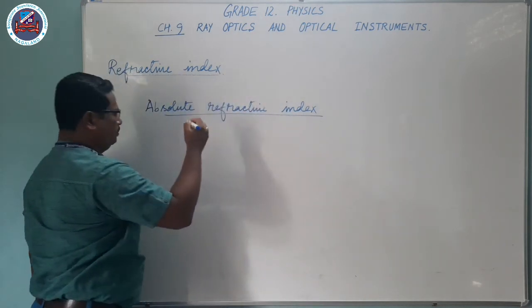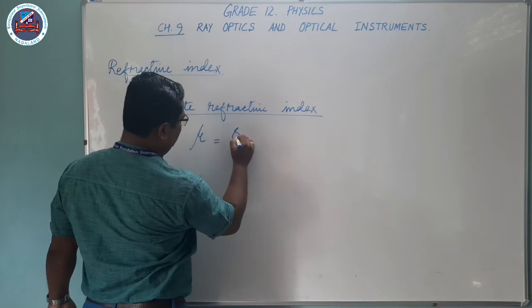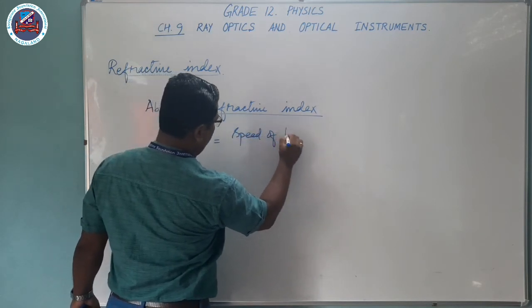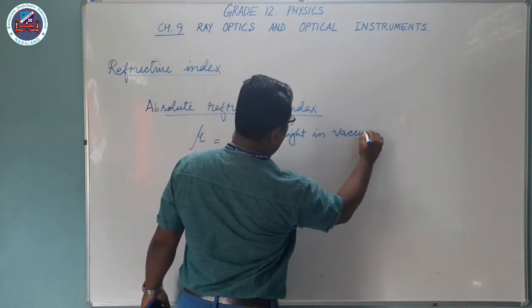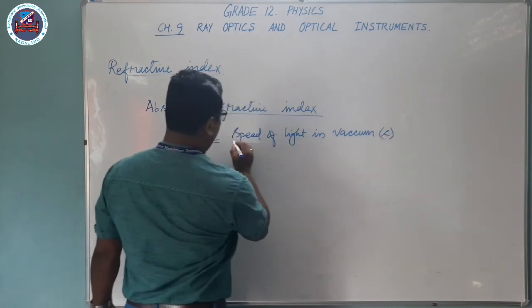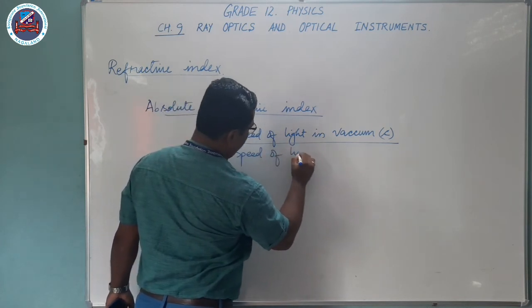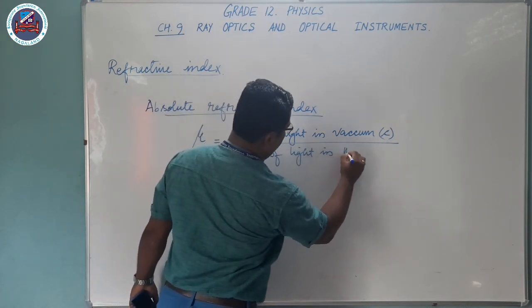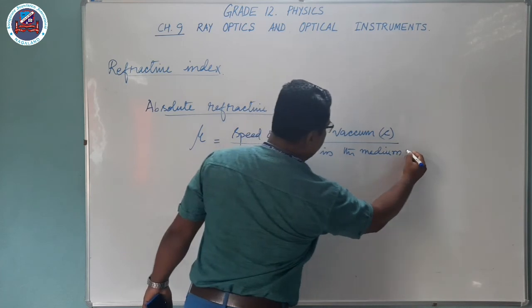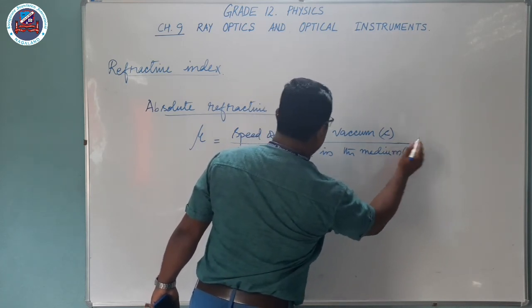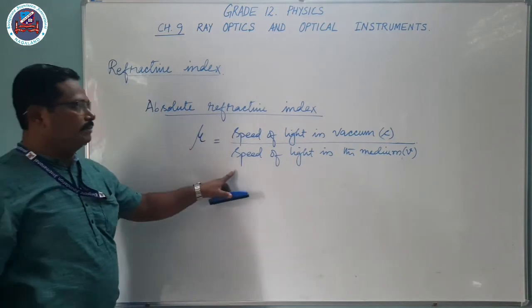Say this is absolute refractive index, we write like this, mu. This is the speed of light in vacuum. We write the c divided by speed of light in the medium. We write it as v. So this ratio gives us the absolute refractive index of a medium.